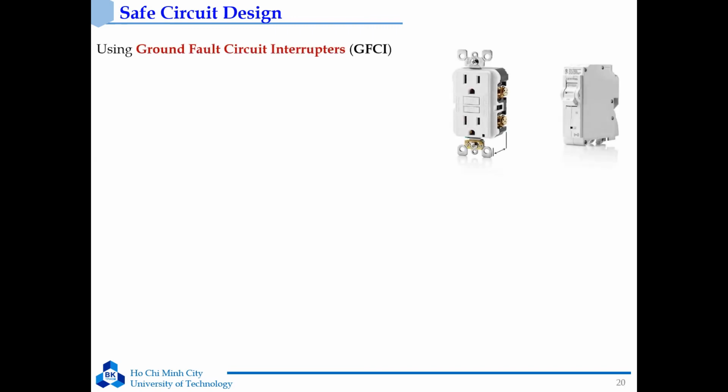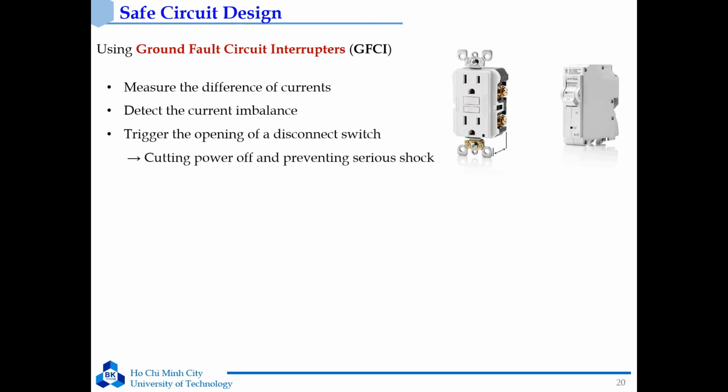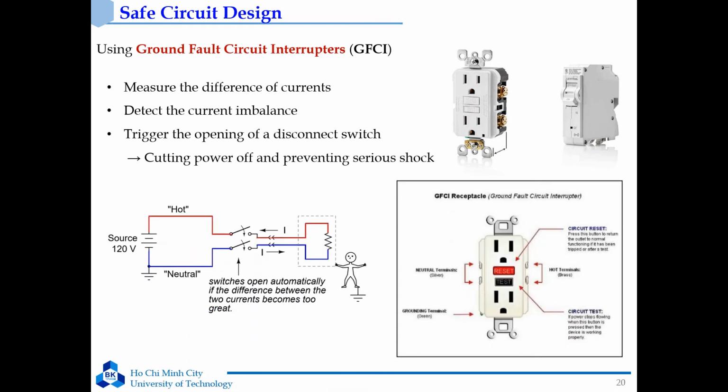And if we can detect the difference between the currents, we can cut off the power. We can use a device called a GFCI, ground fault circuit interrupter. It will measure the difference of current, detect the current imbalance, and trigger opening of the disconnect switch, cutting off the power. Now you know how to design the circuit to protect the human from electric shock.